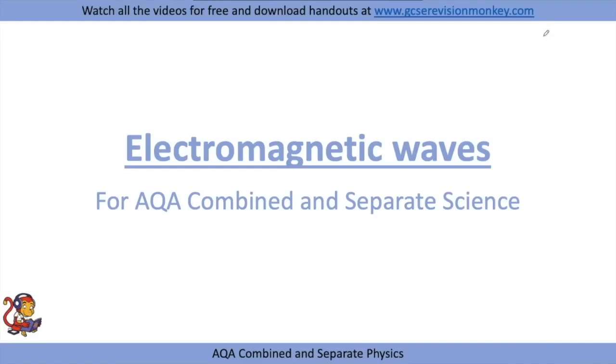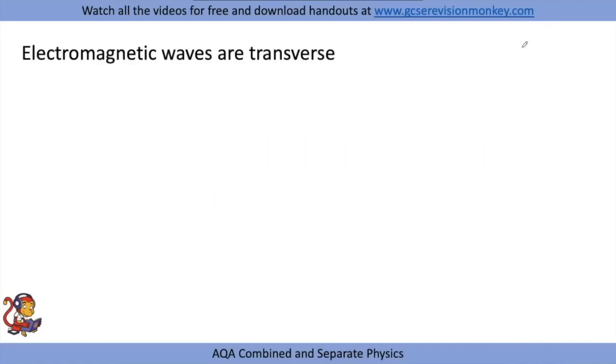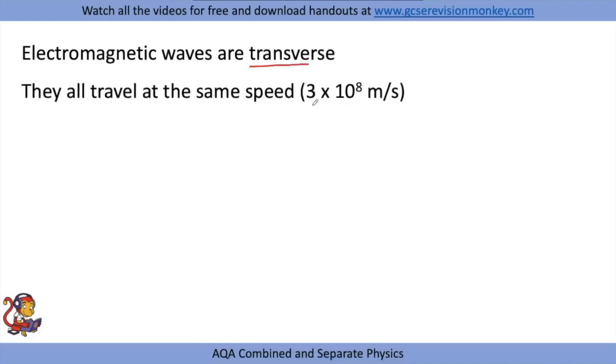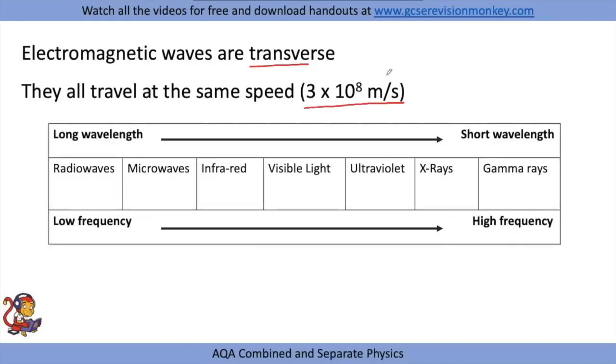Electromagnetic waves. Electromagnetic waves are transverse, and they all travel at the same speed, which is 3 times 10 to the 8 meters per second. You need to know the order of electromagnetic waves in the spectrum. So this is showing the order from the longest wavelength to the shortest wavelength, and the order will be radio waves, microwaves, infrared, visible light, ultraviolet, X-rays, and gamma rays.